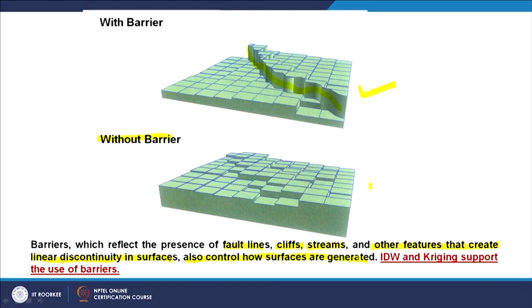Now, there are various interpolation techniques. IDW and kriging will support the barriers. If somebody is trying to use barriers with an interpolation like Thiessen polygon, it is not possible, because Thiessen polygon by its characteristics is an abrupt interpolator, and therefore such options will not be there in the software either, because theoretically it does not fit.